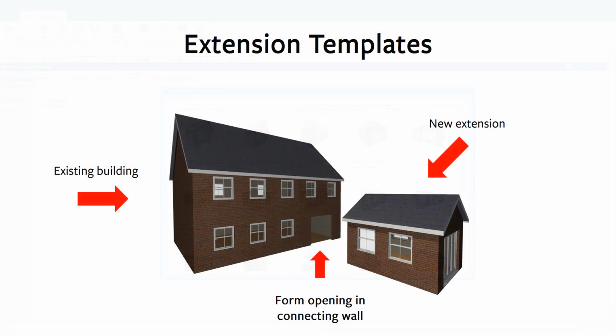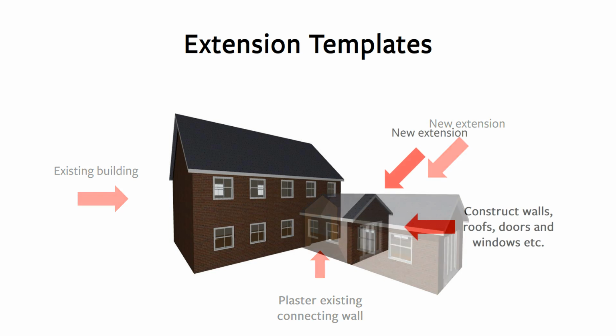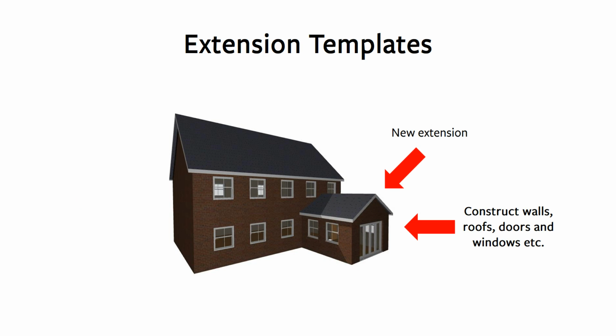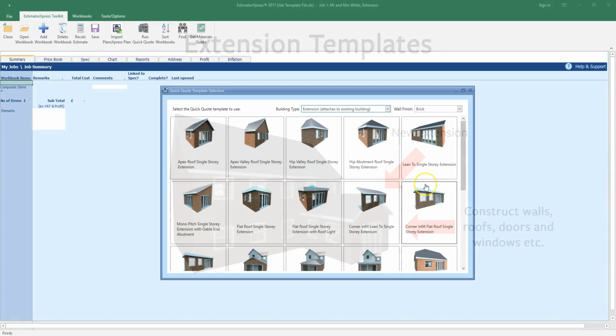When you select an extension template, Quick Quote will estimate the formation of the opening in the connecting wall of the existing building. It will also allow for the plastering and decoration of the connecting wall of the existing building, as well as the new extension. And of course, it will estimate the construction of the new extension, including walls, roofs, doors and windows.